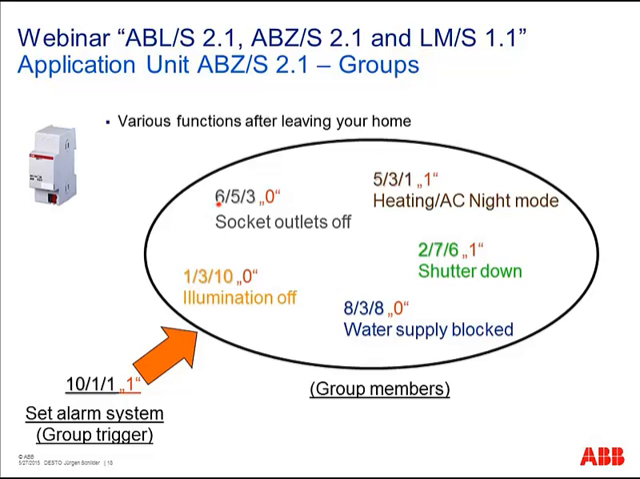You see here some sockets will be switched off. Night mode of your air conditioning or heating system will be activated. Some blinds will go down. You will block the water supply outside your building. You switch off maybe also lights. So simple on-off functions take place as group members. But we are flexible. I mentioned this already.